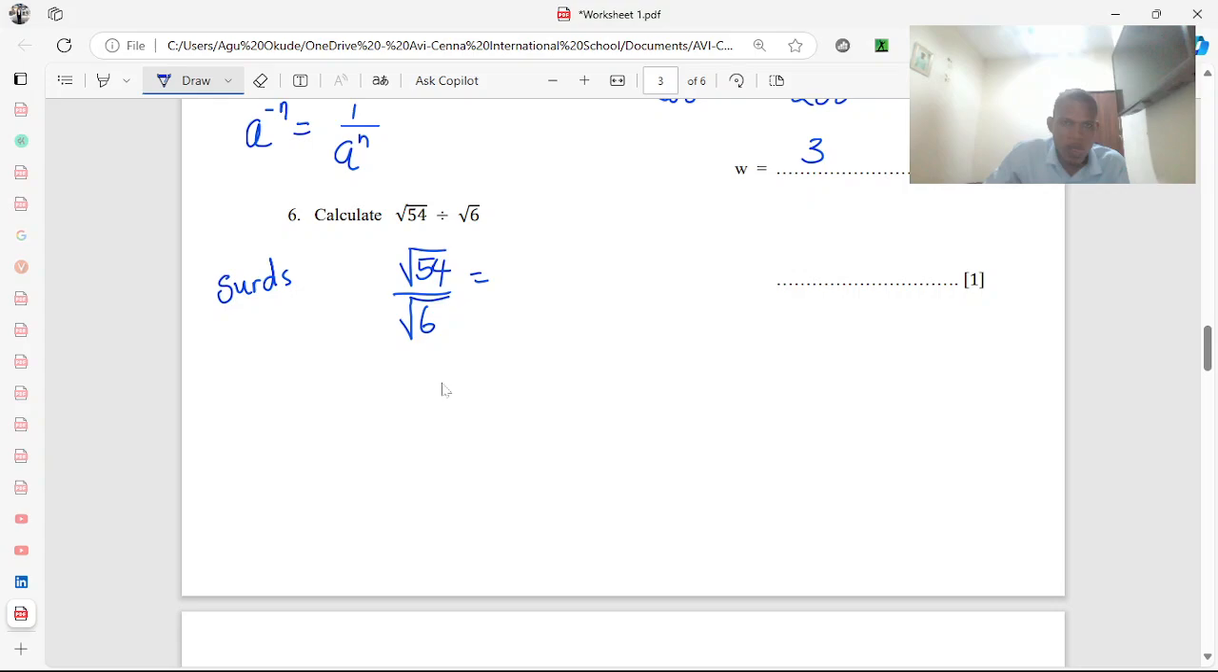6, right? Now the law of surds says that you have to take one square root and put 54 over 6. So my square root is now enclosing the fraction, right? This gives us square root of 9, and this gives us an integer, that's 3. So the final answer is just 3.